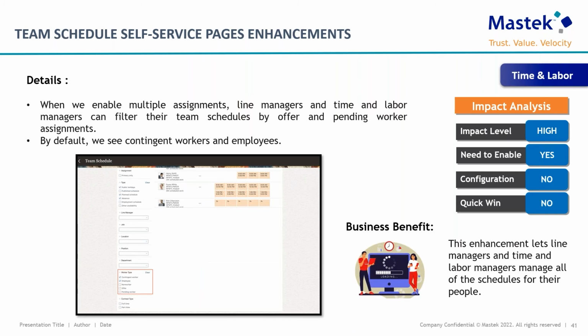Next one is team schedule self-service pages enhancement. So now, when we enable multiple assignments, line managers and time and labor managers can filter the team schedules by offer and pending worker. By default, they will see only contingent workers and employees, but they can go and check offer and pending workers also. This is available just to line managers and time and labor managers. Okay. This enhancement lets line managers and time and labor managers manage all the schedules for their people. Basically, we can see to whom we have offer and pending worker assignments also here.